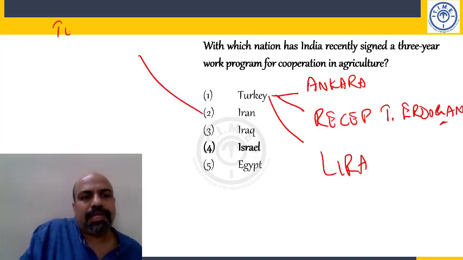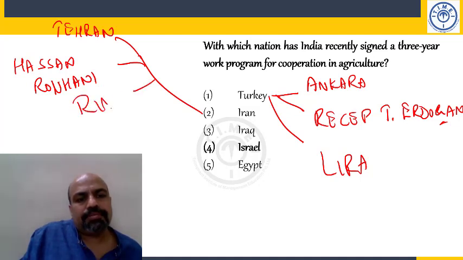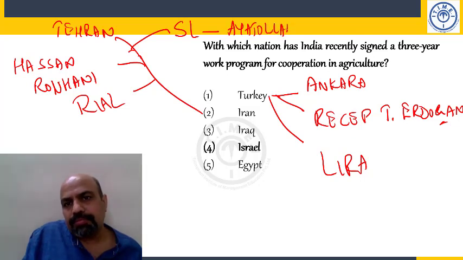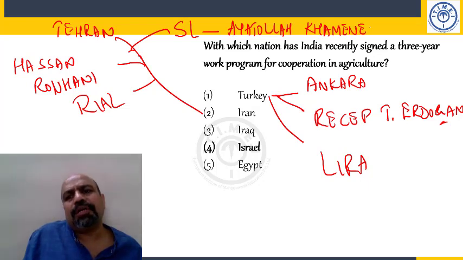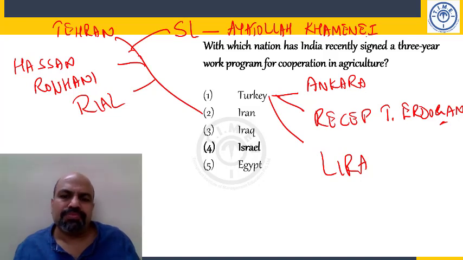Iran, Tehran, Hassan Rouhani, currency, Riyal. Let's write the name of the spiritual leader, Ayatollah Khamenei. Iran is, as you know, a Shia republic, Shia country, the world's most populous Shia country.